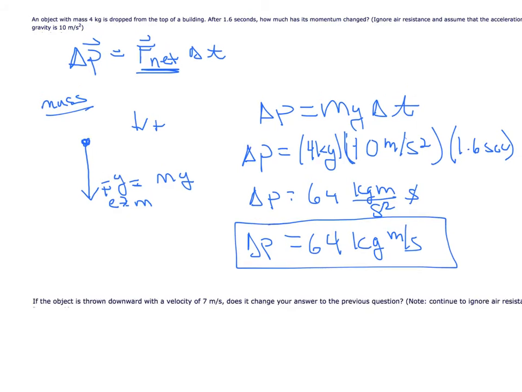Okay, so then the second part of this problem was, if you threw the object down with a velocity of 7 meters per second, would it change your answer to the previous question? So I want to think about what I've done would change if there was some initial velocity. And nothing that I see would change. The F net still remains to be the force due to gravity. Even though I've now thrown it down, all I've changed is the initial velocity and not the change in the velocity. But let's be a little more careful about that. Let's go to the next slide and think more carefully about how that makes sense.